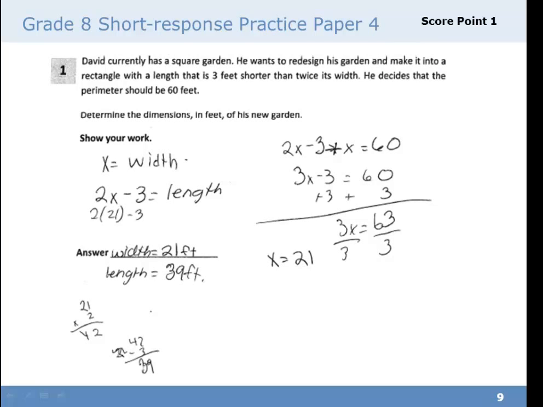This response demonstrates only a partial understanding of the mathematical concepts. The dimensions are correctly expressed in terms of x. X equals width, 2x minus 3 equals length. However, the perimeter equation is incorrect: 2x minus 3 plus x is equal to 60. 2 sides instead of 4 are added together. The equation written is correctly solved for x, and the value of x, 21, is used in the expression for the length, 2x minus 3, to determine the length's value.